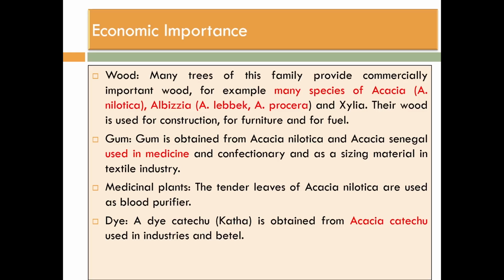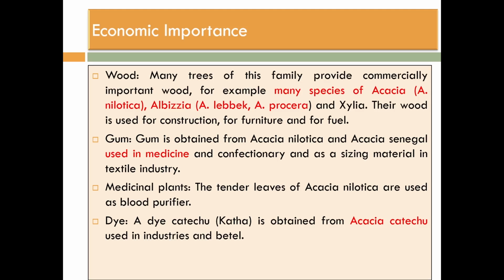So if we see the economic importance of this particular family, it is also used as wood. Many trees of this family provide commercially important wood. For example, many species like Acacia nilotica, Albizia, and Xylia, their wood is used for construction, for furniture and for fuel. Then many plants of this family also yield gum, like gum obtained from Acacia nilotica and Acacia senegal, used in medicine and confectionery and as a sizing material in the textile industry.